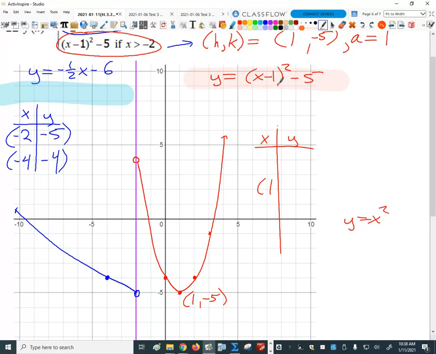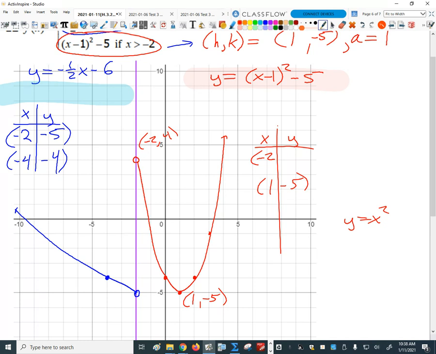So if I plug 1 in for x, I get 1 minus 1, which is 0 squared minus 5. Well, sure enough, I get 1, -5. I want to be able to plug in -2 to see where this parabola ends at the boundary. So if I plug -2 in, what happens? -2 minus 1 is -3. -3 squared is 9. 9 minus 5 is 4. So I know that I'm going to put this endpoint at -2, 4. Well, there it is, right? And we know we just need to make it an open endpoint.